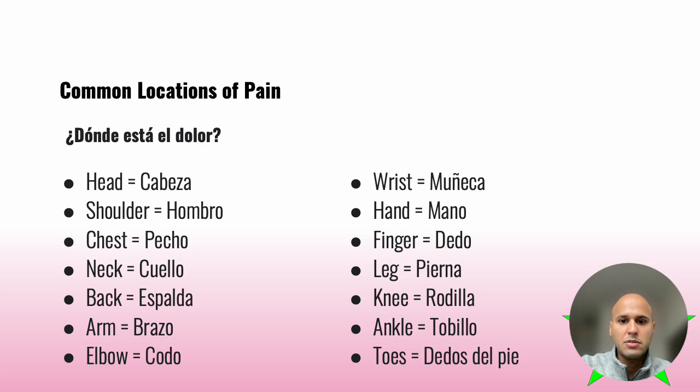mano, dedo, pierna. Again, we get the two L's again. We think of a Y in pronunciation. Rodilla, tobillo, dedos del pie. Okay, so here, toes, dedos del pie, we're referring to the toes of the foot. That's what pie stands for, foot.